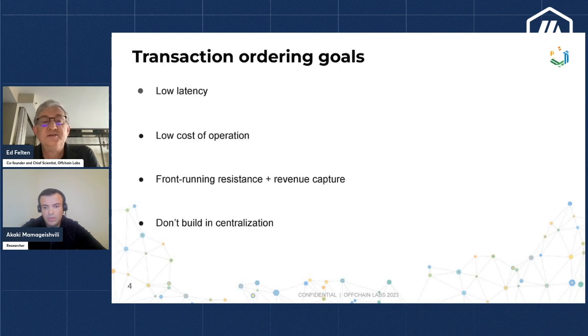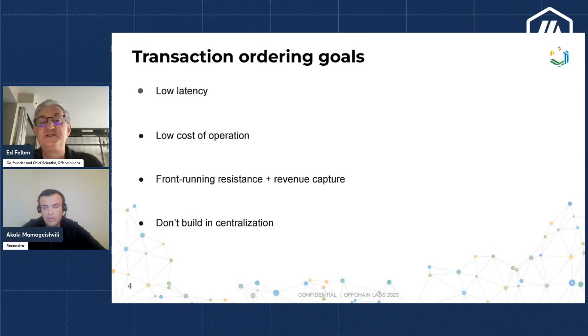Next slide, please. Right. So in figuring out how to order the transactions that come out of the sequencer, there are basically four goals that we have heard in talking to the community and developers. The first one is low latency. When a user submits a transaction, that transaction should find its way into the feed as fast as possible so users get a really nice fast response time. The second is low cost of operation. Ultimately, the cost of operating the sequencer needs to be paid for by the chain's fees, and so we want that to be cheap so that fees can be low.